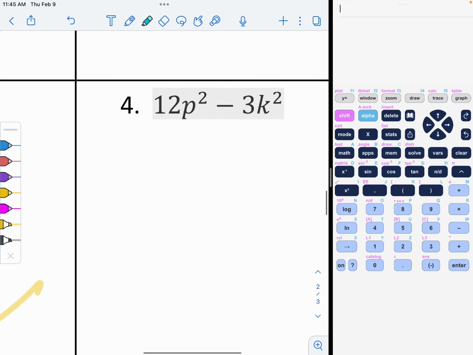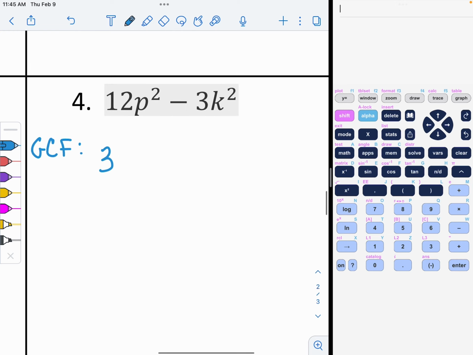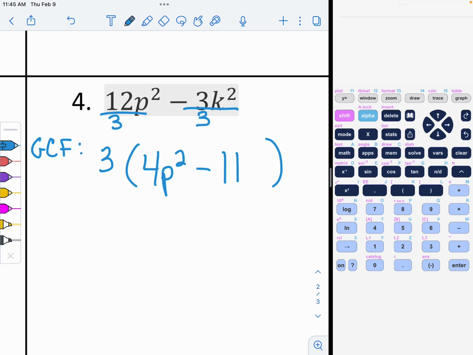All right, number 4. I don't know why that's gray, but that's okay. We'll roll with it. So we got to do our GCF first. I know they both divide by 3, and they definitely don't have a P or a K. So it's okay, just divide by 3. So that's going to be a 4P squared, take away a 1K squared. Now this one's just 2 terms.